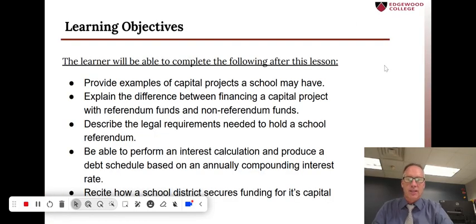After today's lesson, we'd like you as the learner to be able to do the following. We'd like you to be able to provide examples of capital projects that a school may have. We'd like you to be able to explain the difference between financing a capital project with referendum funds and non-referendum funds. We'd like you to be able to describe the legal requirements needed to hold a school referendum, to be able to perform an interest calculation and produce a debt schedule based on an annually compounding interest rate, and recite how a school district secures funding for its capital project.